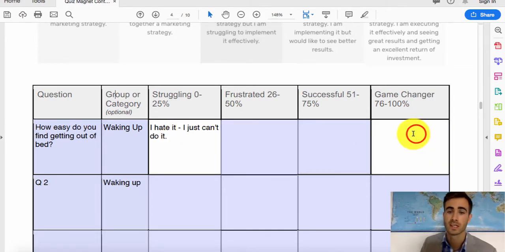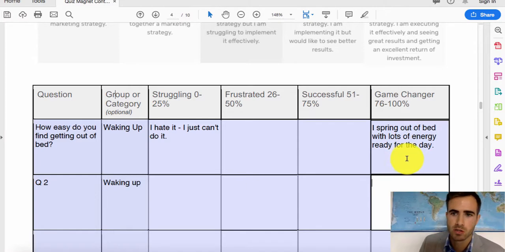All the way through to a game changer, which is ultimately more or less where you can help somebody with. And this is where they would ideally want to be if they were working with you. So in the case of this yoga studio, how easy do you find out of bed? I spring out of bed with lots of energy, ready for the day.